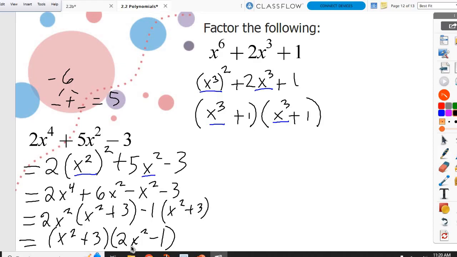So again, they factor pretty much the same way, it's just you're going to end up with x cubed or x squared. But we can still use our AC method. What questions do we have?